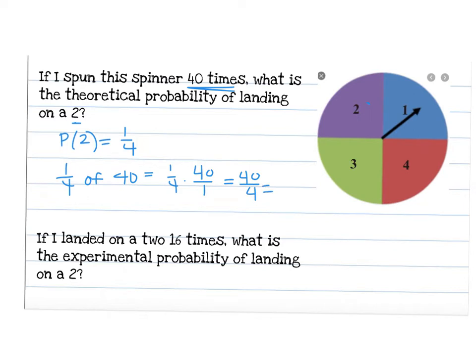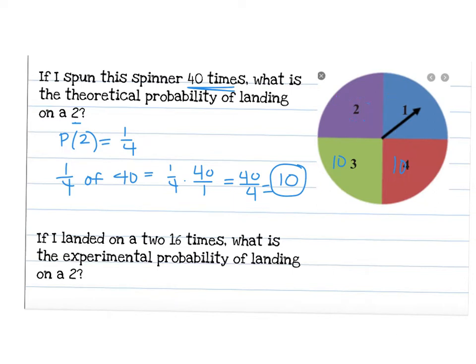40 divided by 4 is 10. So theoretically, it should land on it 10 times because that makes sense. It would be 10, 10, 10, 10. So theoretically, it should land on each number the same amount of times.